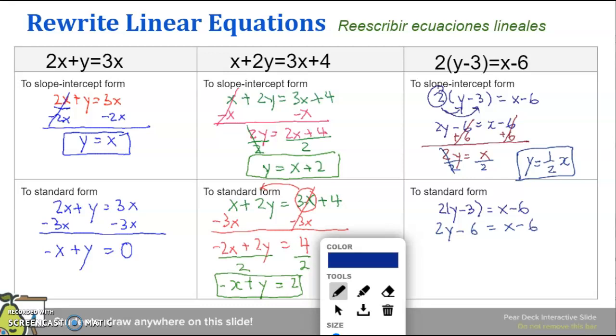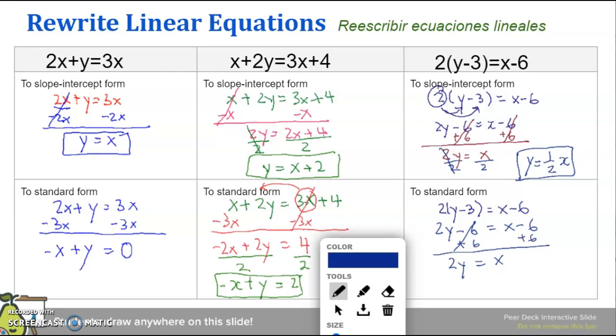Okay, we want to get rid of this negative 6. We want the constants on the other side. So I am going to add 6 to both sides. And so you're left with 2y is equal to x. Negative 6 plus 6 becomes 0. So you've lost all the constants.